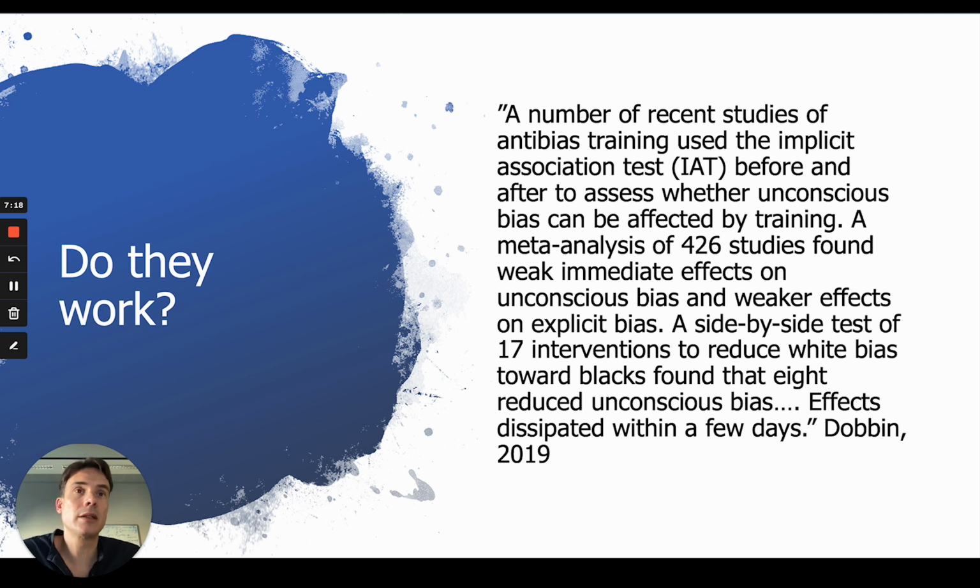This is the best study that is out there, a meta-analysis on 2 different interventions that we thought of as really good at changing unconscious bias, implicit bias. Now I said it too. They call it unconscious bias as well. How dare they? Okay, so this is a meta-analysis of 426 studies, which found weak immediate effects on unconscious bias and weaker effects on explicit bias. A side-by-side test of 17 interventions, and this is what we look at to reduce white bias toward blacks, found that 8 reduced unconscious bias, but the effects dissipated within a few days.